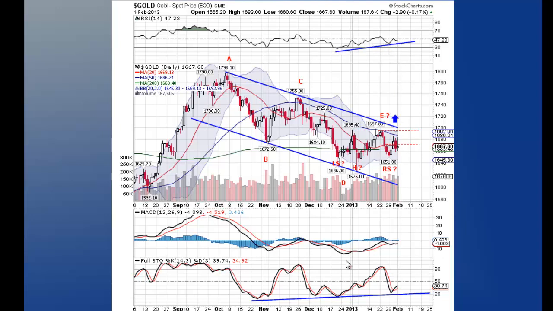RSI is creating higher highs, same as stochastics as well. MACD is almost in neutral. The price can move either way, but I am slightly sitting on the bullish bias here.